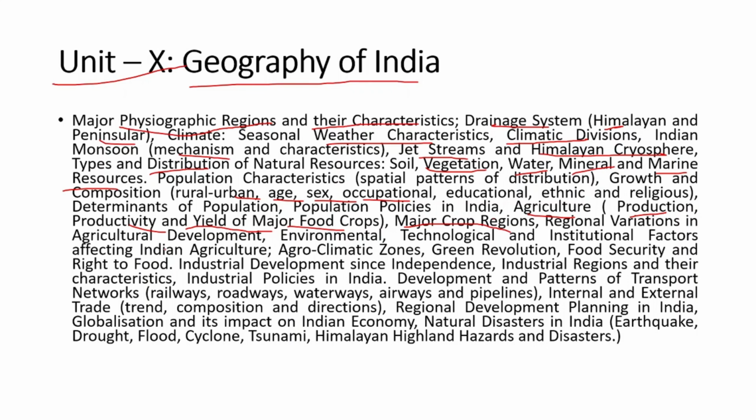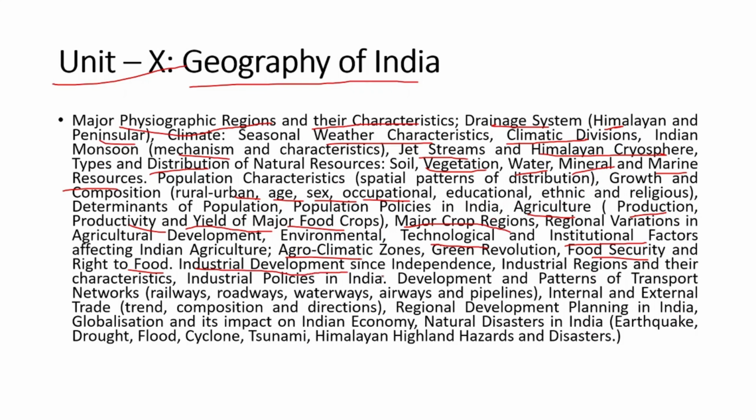The unit also addresses environmental, technological, and institutional factors affecting agriculture, agroclimatic zones, and the green revolution, food security, and the right to food.